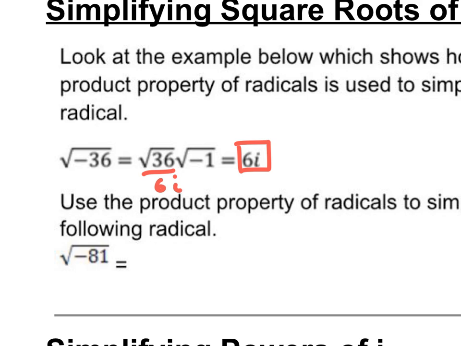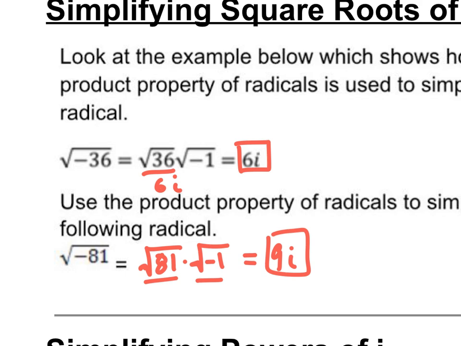If I were to evaluate this, I would rewrite it as the square root of 81 times the square root of -1. I can evaluate the square root of 81, and that gives me 9. And the square root of -1 gives me i. So it's really not too bad. The big thing is this step here, going from here to here, and understanding that the square root of -1 is equal to i.